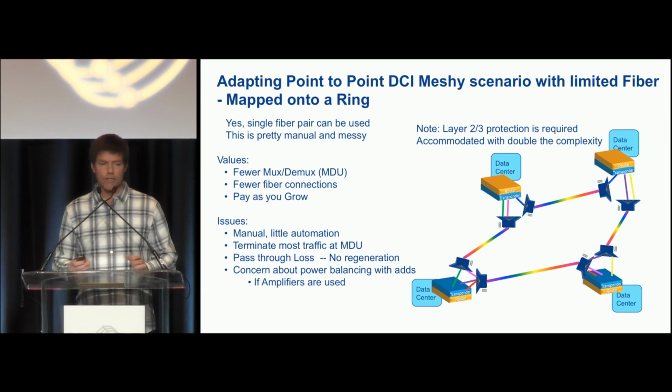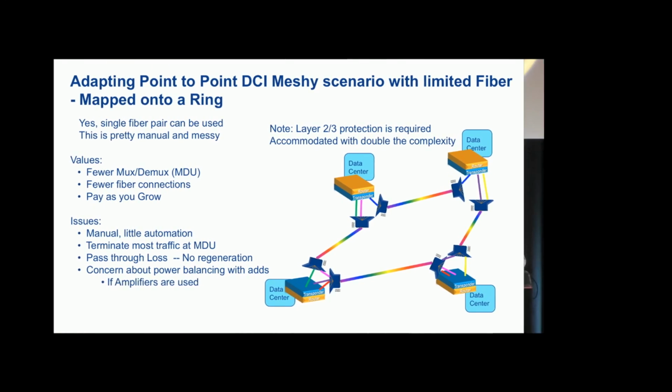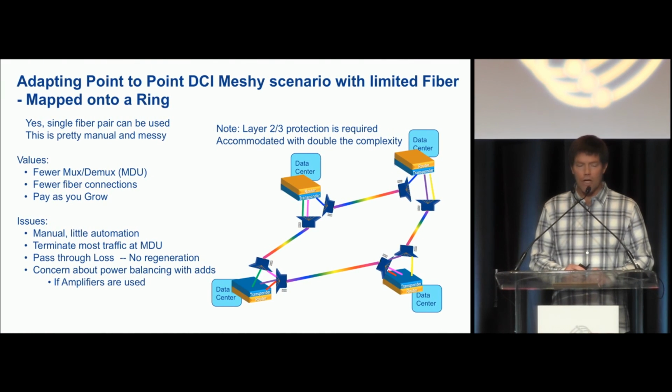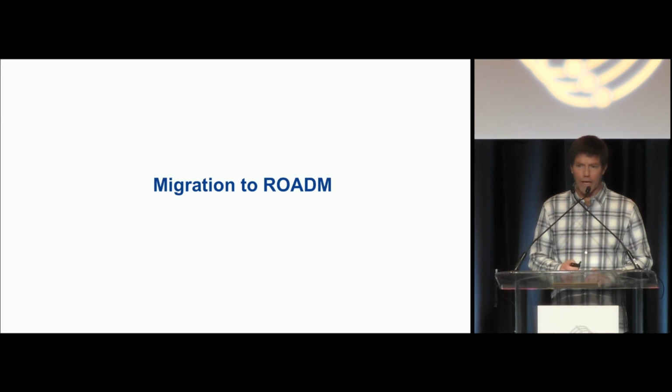I can't do regeneration, or if I do, it becomes very expensive. I need to have additional sets of transponders to make that work. So I need to go and put in amplifiers to try and get through all the loss that's there. When you get to the point of saying, I'm going to put amplifiers in, you might as well stop there because it becomes extremely complex, and I won't get into all the issues about power balancing and things like that at this point in time. But safe to say, the thing to do at that point is now to look at migrating to ROADM.